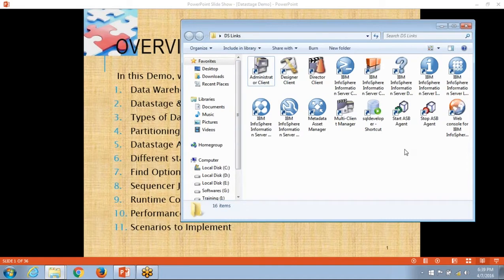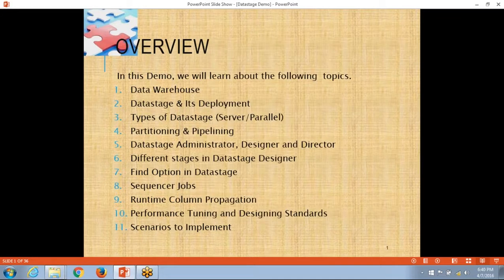Since DataStage is installed, I will be opening each of these objects, Director, Designer, client, and all, and I will show you how those things work. I have a database also installed, so I will also show you how from DataStage you will connect to the database. Everything of that we'll talk about, and that will be a practical session. It's not like we'll be going through PPTs or theoretical concepts thereafter.